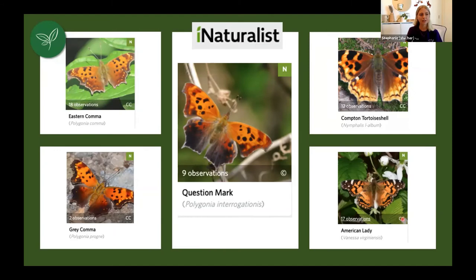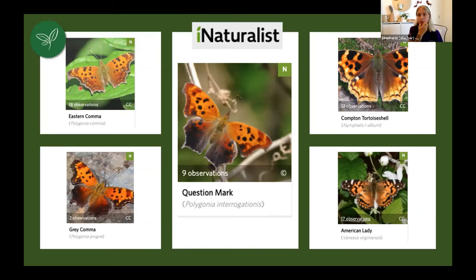All of these look very similar, but you need to look at those eye spots, the coloration, where the eye spots are, where the lines of the features are, and even the outside shape of these wings too. You can see the question mark has a very sharp lined wing, whereas the gray comma and the eastern comma are more rounded. So that's a great way to identify them too.